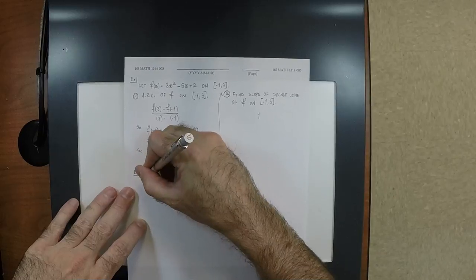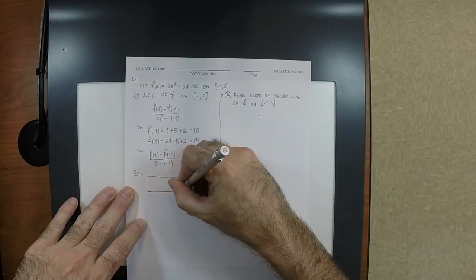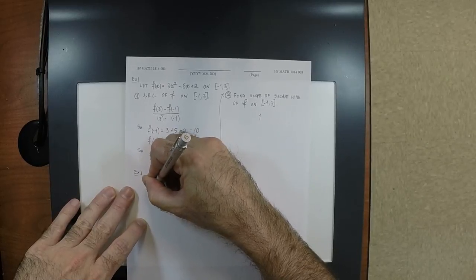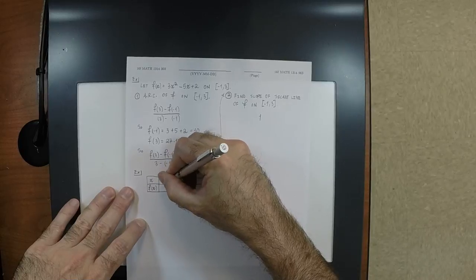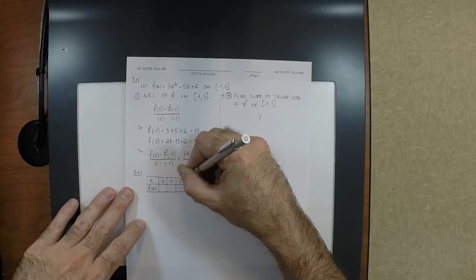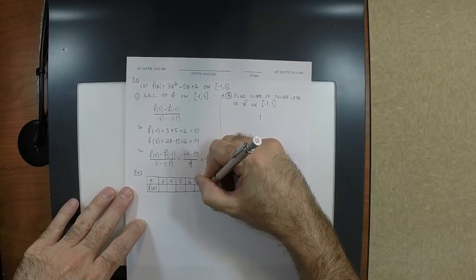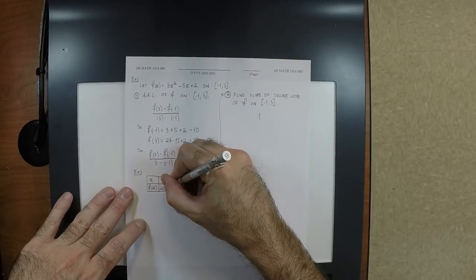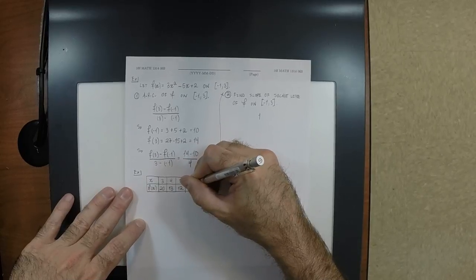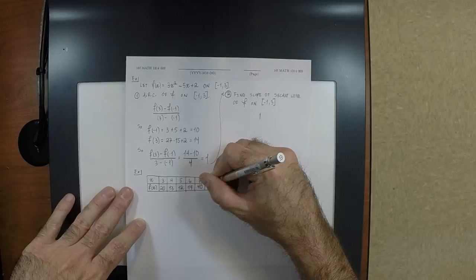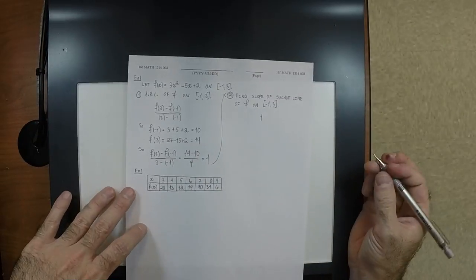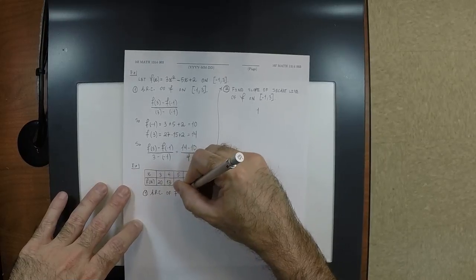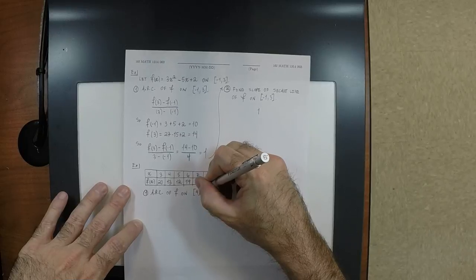So suppose that I give you a table of values. Okay, and I'm just making stuff up here. My first question to you is, find the average rate of change of f on 4 to 8.